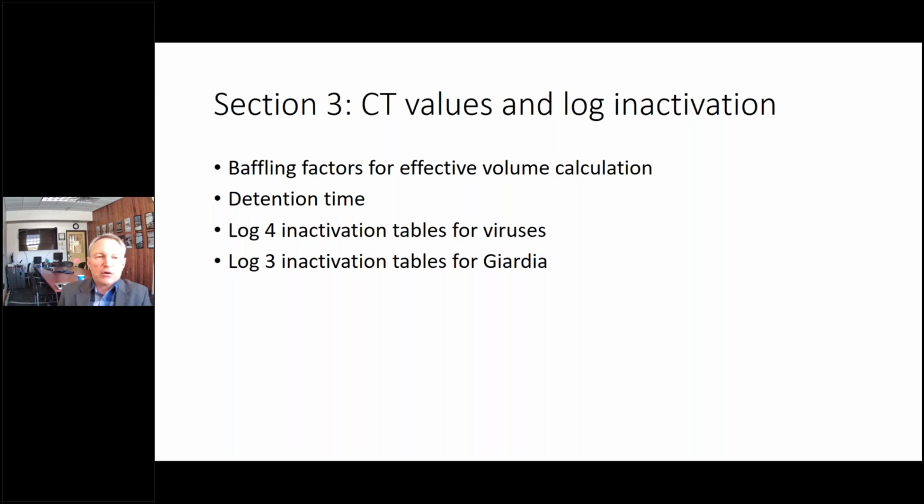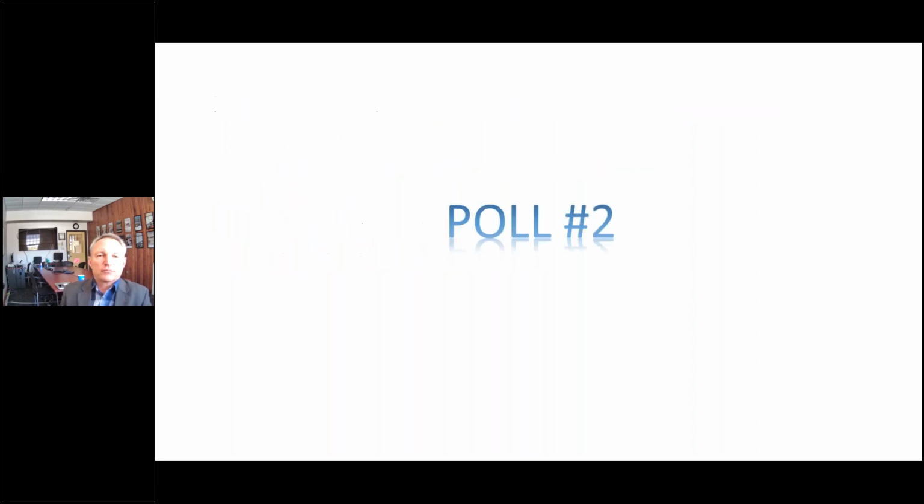And we're going to be looking also at the log4 inactivation tables for viruses and the log3 inactivation tables for Giardia, and seeing how we can determine the required CT value that we need to attain and comparing that to our actual CT values. And now, before we launch into that, we are going to have poll number 2.